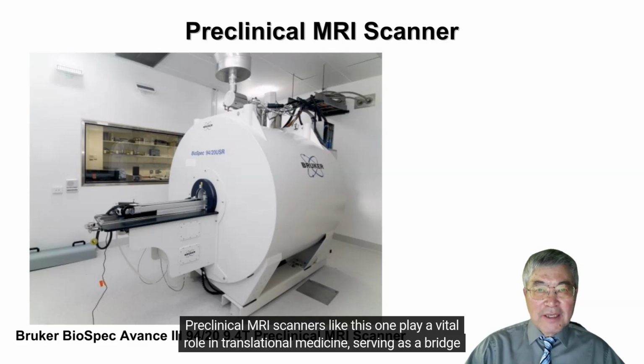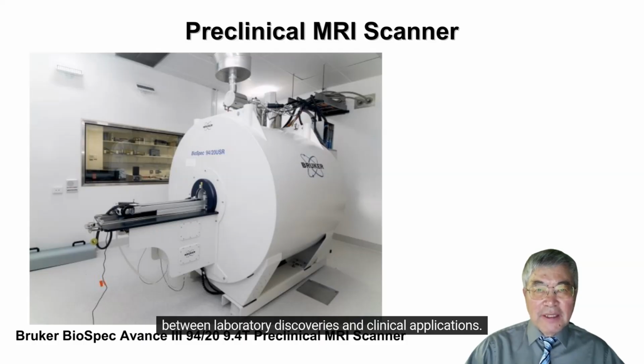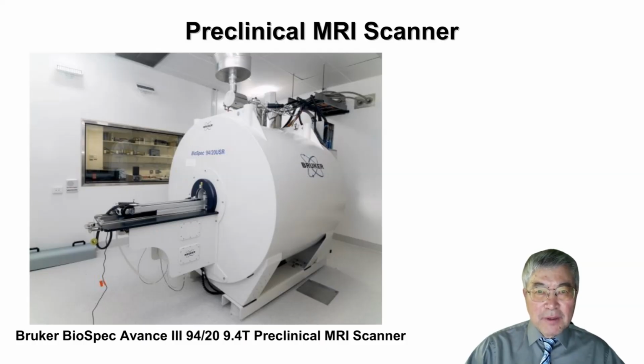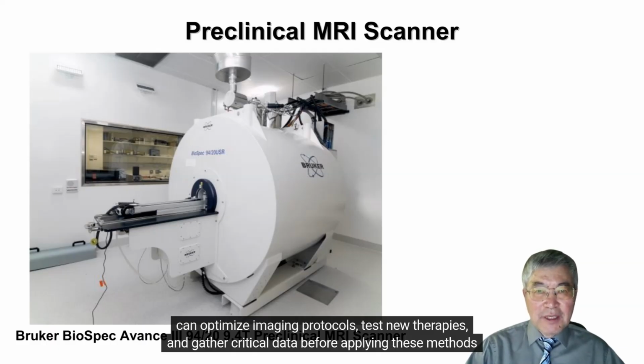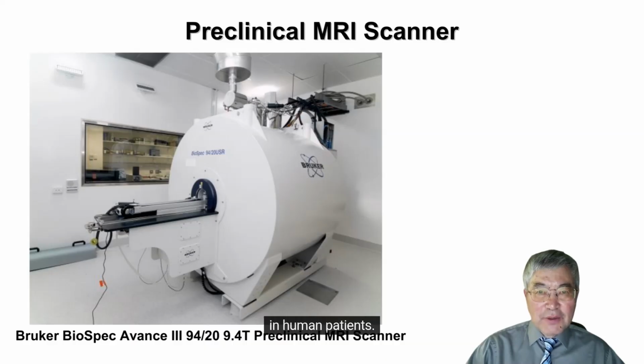Preclinical MRI scanners like this one play a vital role in translational medicine, serving as a bridge between laboratory discoveries and clinical applications. By studying animal models of diseases such as cancer, stroke, or neurodegenerative disorders, researchers can optimize imaging protocols, test new therapies, and gather critical data before applying these methods in human patients.